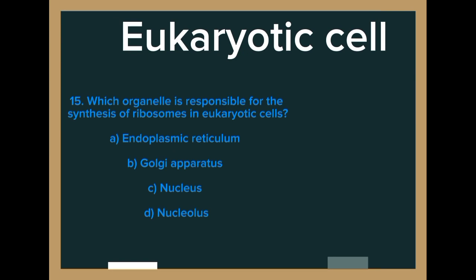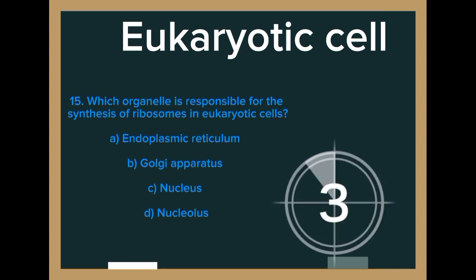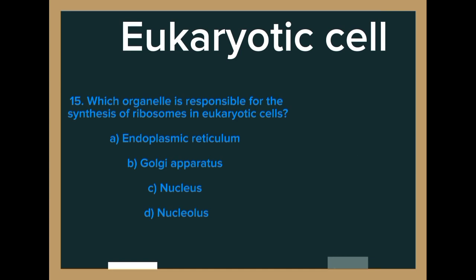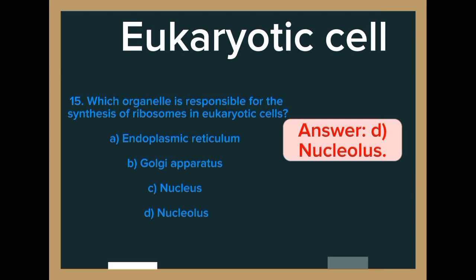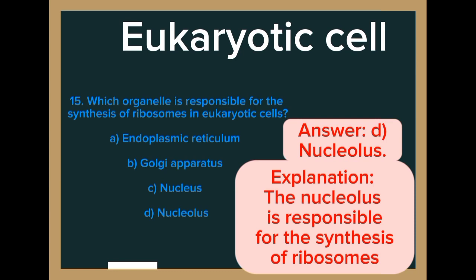15. Which organelle is responsible for the synthesis of ribosomes in eukaryotic cells? A. Endoplasmic reticulum. B. Golgi apparatus. C. Nucleus. D. Nucleolus. Answer D. Nucleolus. Explanation. The nucleolus is responsible for the synthesis of ribosomes.